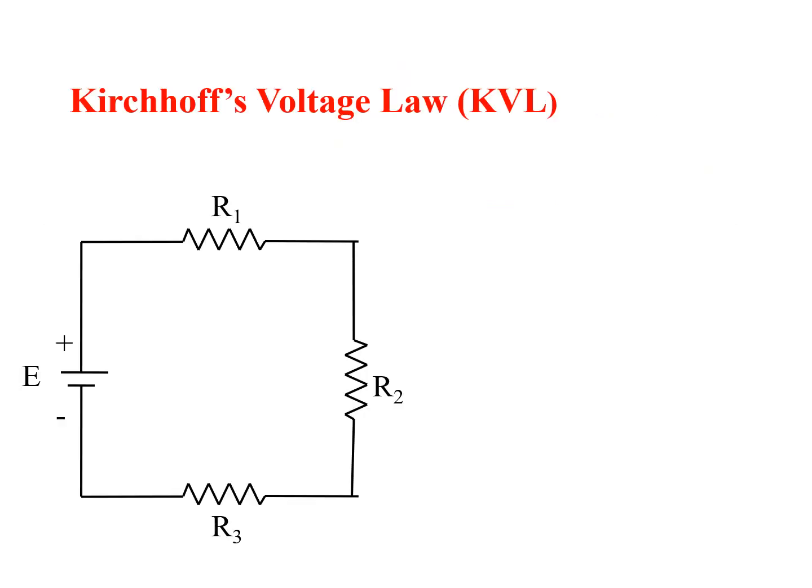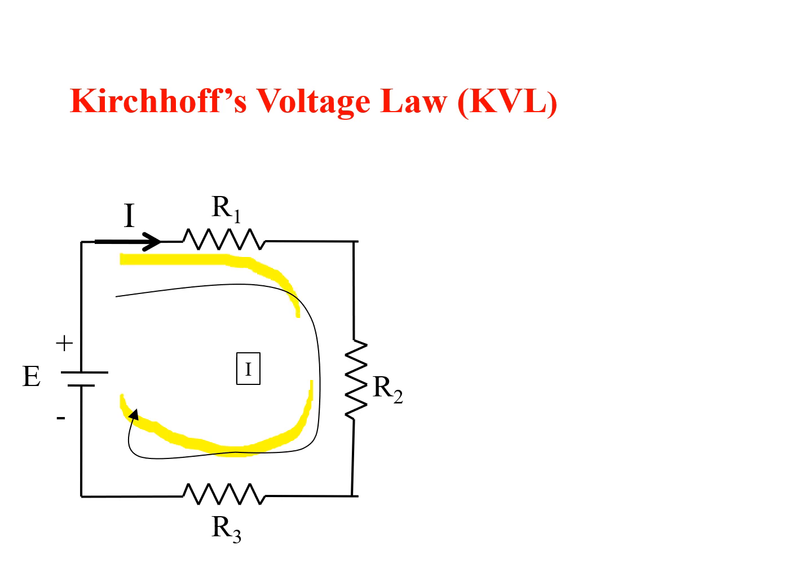Now I have considered a simple example of Kirchhoff's voltage law. You can see that I have considered three resistances connected in series and a voltage is applied here. I have considered the direction of the current like this, in clockwise direction. So current I is flowing. As this is a series circuit, the current flowing through all these three resistances is the same.